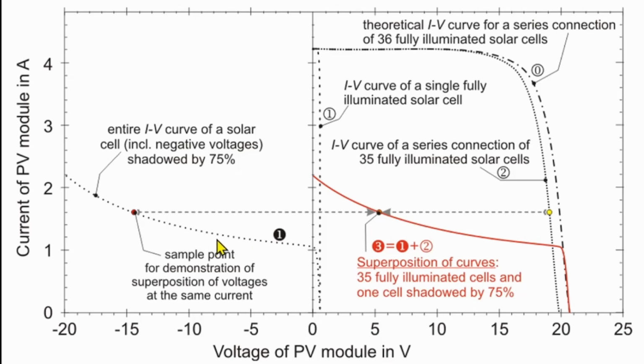If we continue that for each of the points, then we come to this red curve. And this represents the IV curve of a module consisting of 35 illuminated cells and one cell with a leaf on it that shadows by 75%.